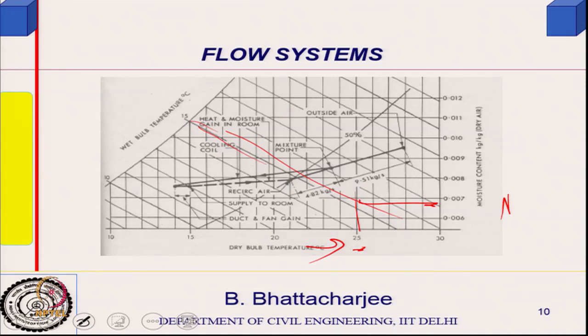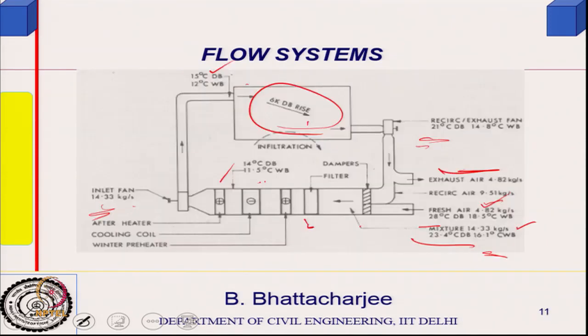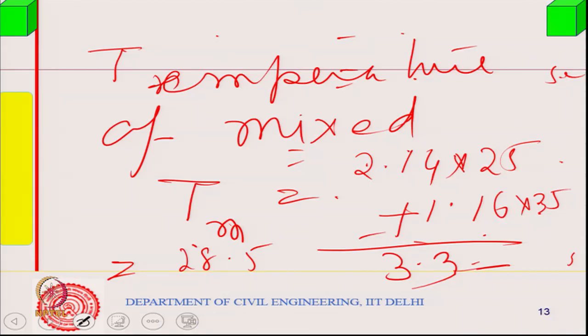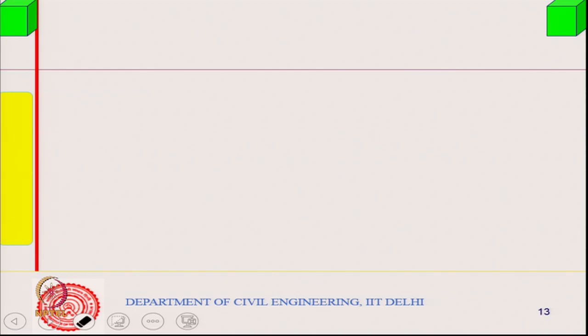This one may not have it, anyway you can complete this problem, I am just telling you the procedure. So, basically you can find out the moisture content from psychrometric charts. The temperature of the mixture we have found out, we will keep this on record. We have seen that T m is equal to 28.5.